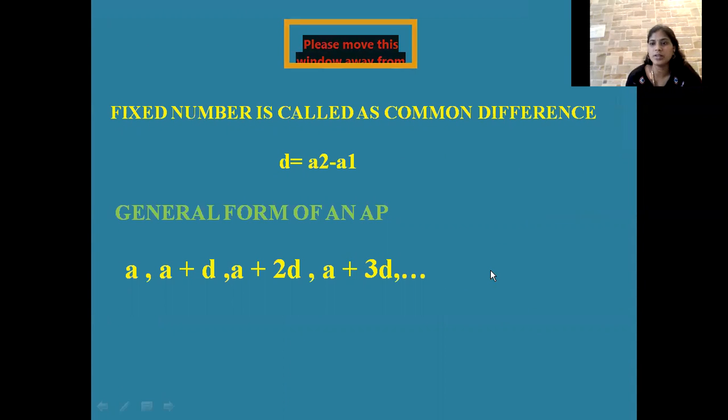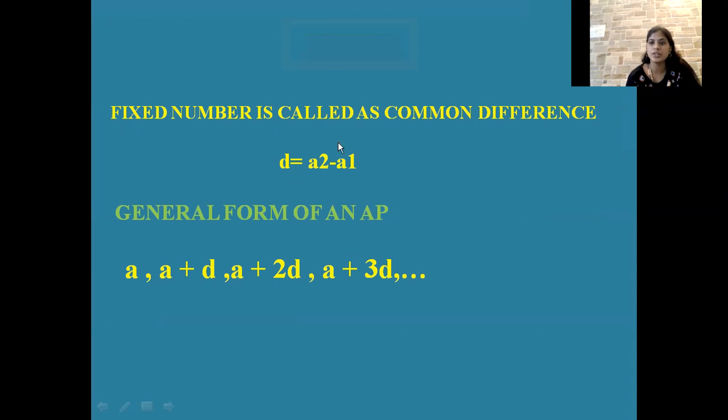So the fixed number is otherwise known as the common difference. d is equal to a2 minus a1. Here the common difference is denoted by the small letter d. Let me explain this with an example.